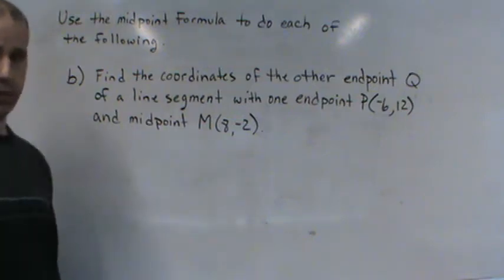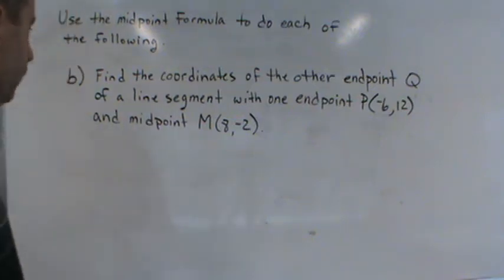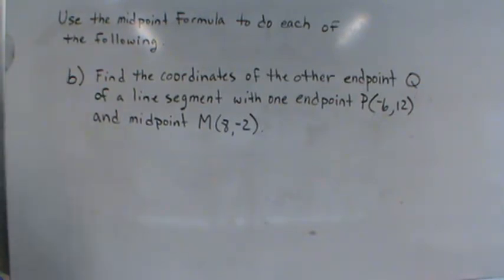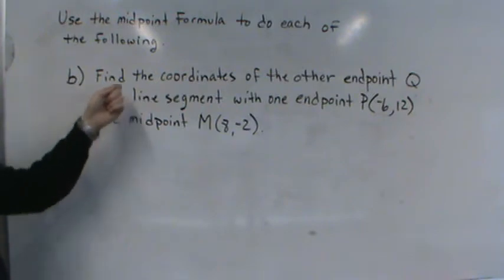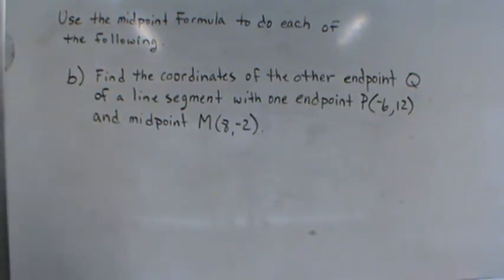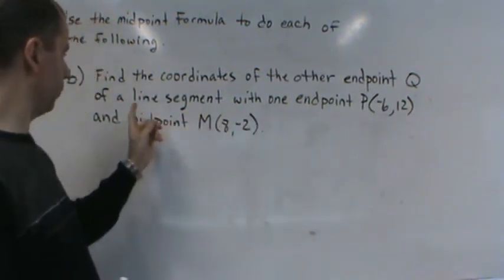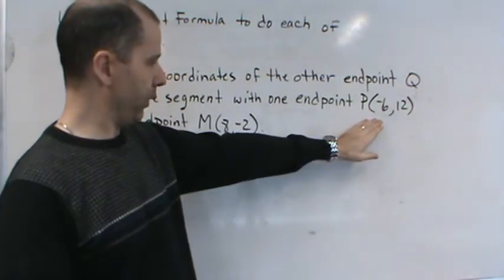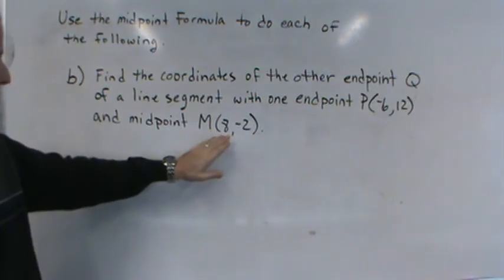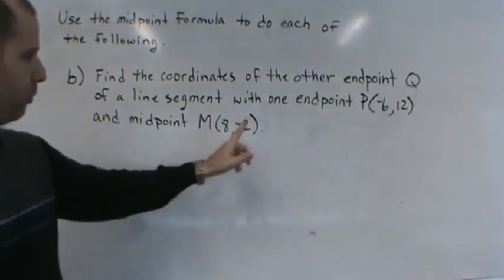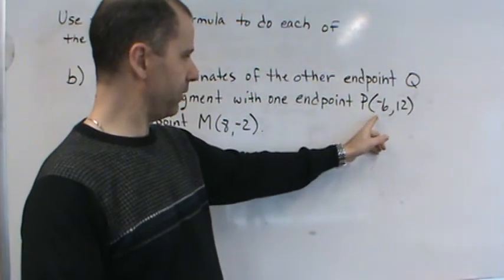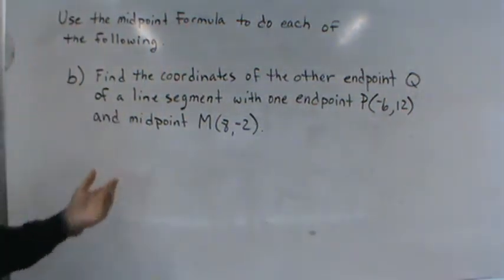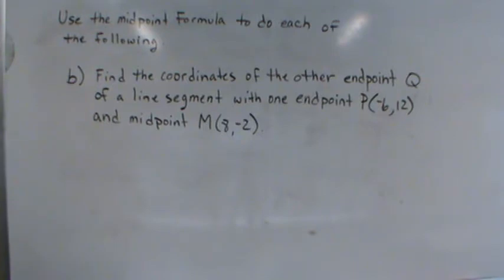Okay, so today we're going to do another example, so same setup. We're going to use the midpoint formula, and this time part B is we want to find the coordinates of the other endpoint Q of a line segment where we have one endpoint and they give us the midpoint. So now we have the midpoint, we have one of the endpoints, and we want to find the other endpoint. And so again, this is going to be another one where we can use the midpoint formula.